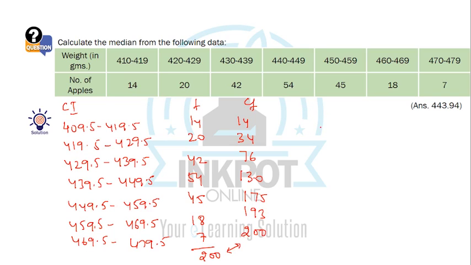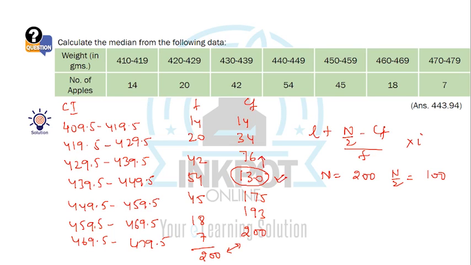Okay, so the formula was L plus n by 2 minus CF upon f into i. तो आपकी n की value जो आई है that is 200. So my n by 2 will be equal to 100. So we are going to check 100 lies nearest to 130 because it is the higher side. So cumulative frequency बना 76. This is my frequency value and this is going to be my lower value.